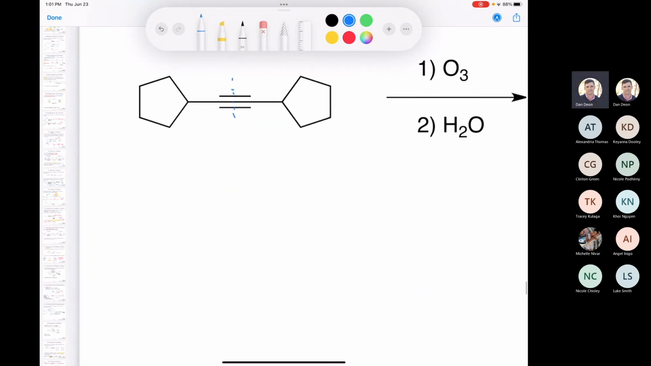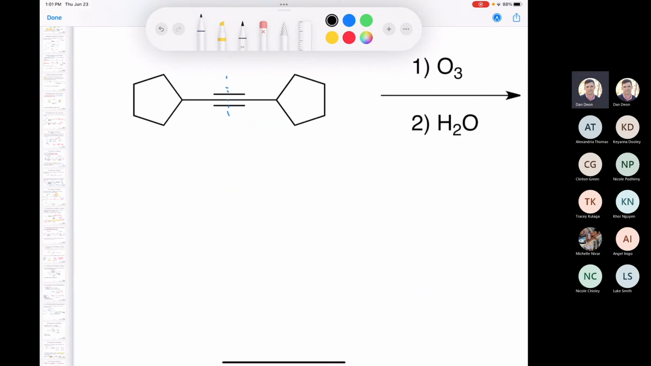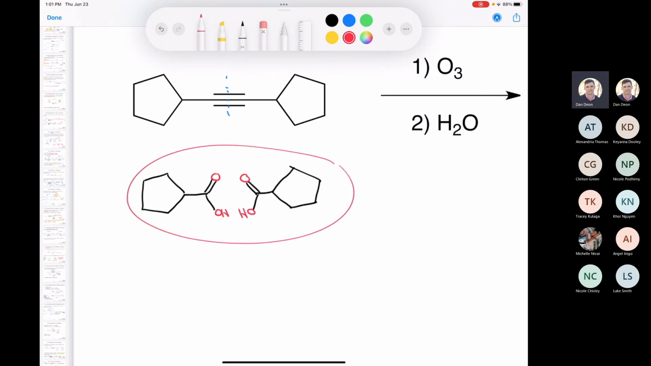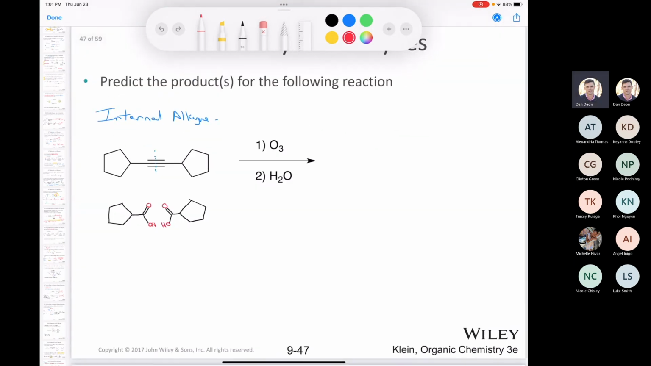What we're going to do is redraw these pieces like this, and then we'll redraw this one. Then we have 1, 2, 3 bonds, 1, 2, 3 bonds like this. Then we put a little oxygen here, here, here, and here. And that's the only thing we're going to get. You can clearly see that both of these molecules are identical. Therefore, the only thing we get from this reaction is cyclopentane carboxylic acid, this molecule here.